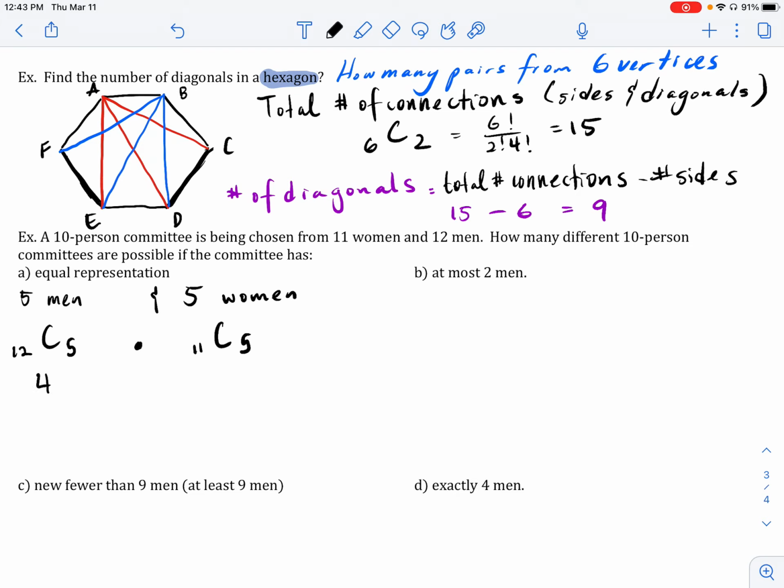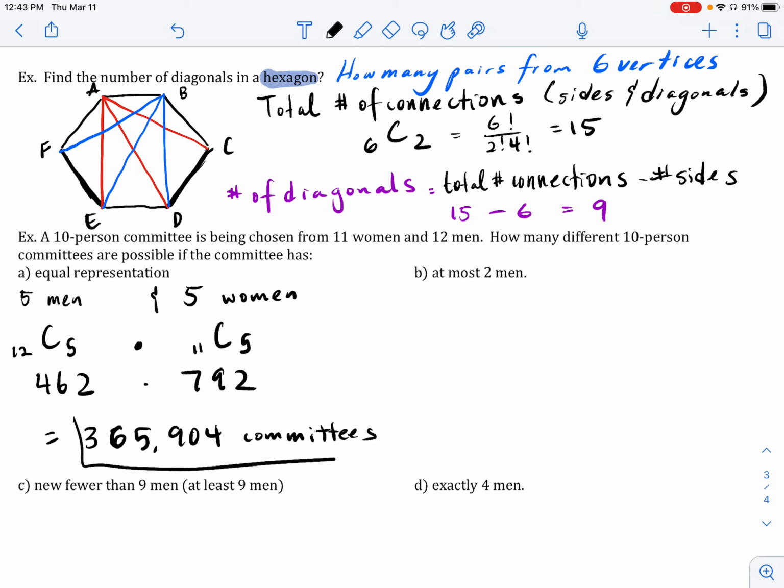Well, this would give you 462 times 792, and so we actually have a total of 365,904 different committees. And let's go ahead and box that. Okay.